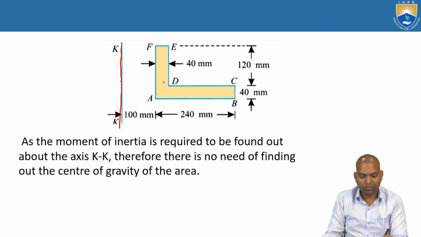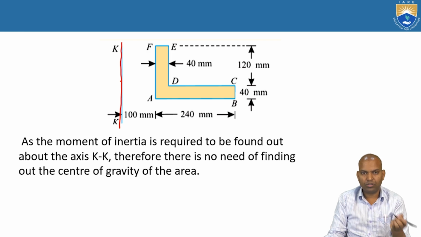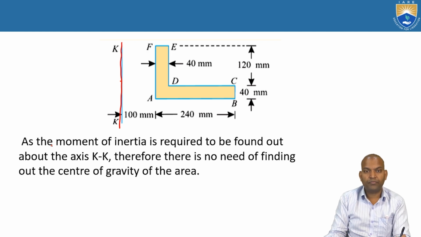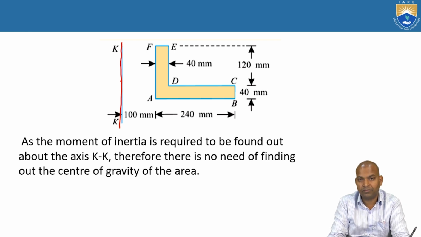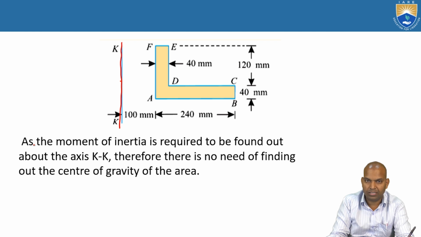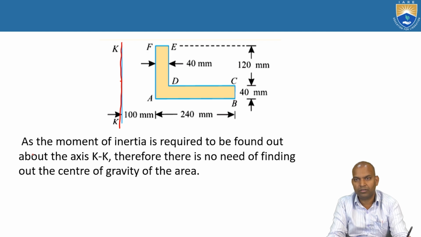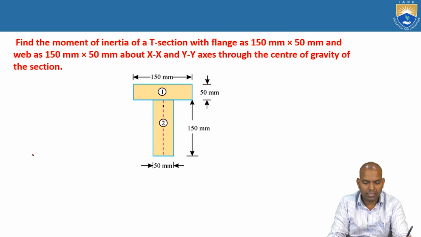That's why we calculated it that way. Suppose we want the moment of inertia about the center of gravity of this section; then we have to locate the center of gravity of the section first. Here it is some arbitrary section KK, so there is no need to find the center of gravity of this area. Okay, the next one.